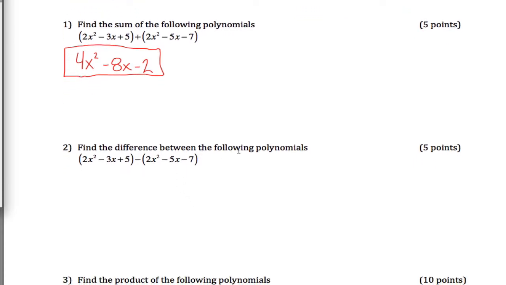Find the difference between these two polynomials. So in these parentheses I have a polynomial, and in these parentheses I have a polynomial. And now I want to subtract them. A couple different ways you can think about this. It's a lot like up here where we're combining like terms, except now instead of it being 2x squared plus 2x squared, it's 2x squared minus 2x squared. And it's -3x minus -5x.